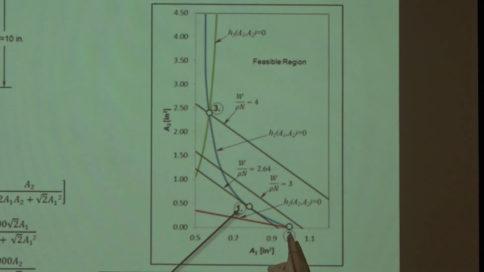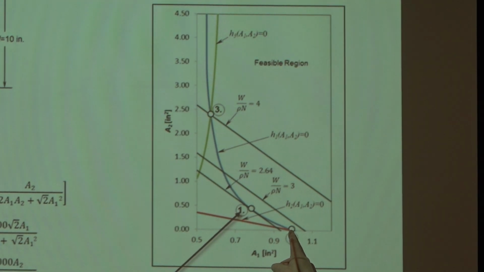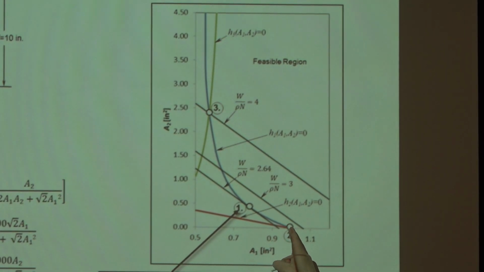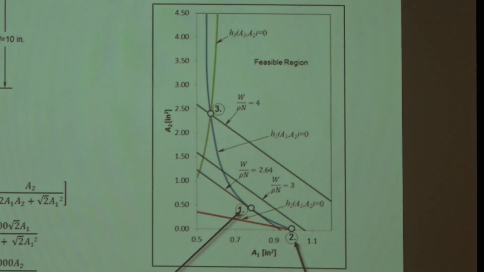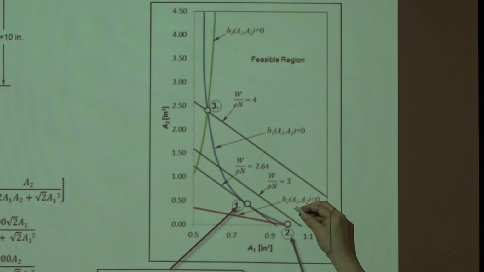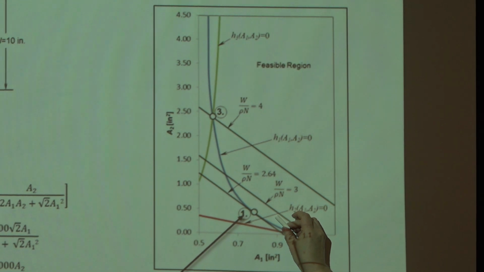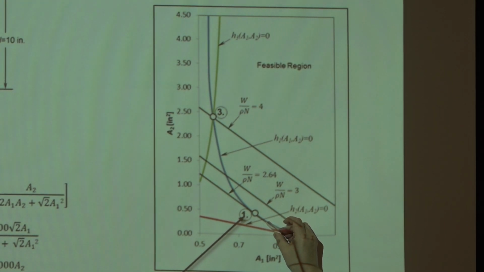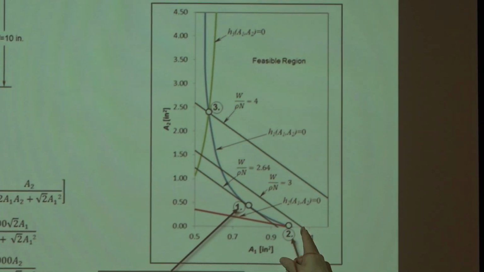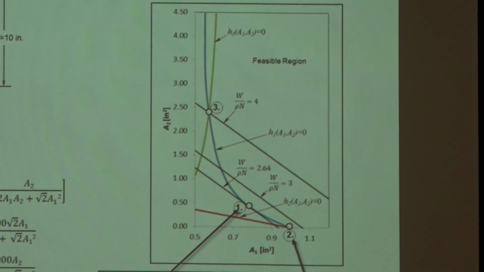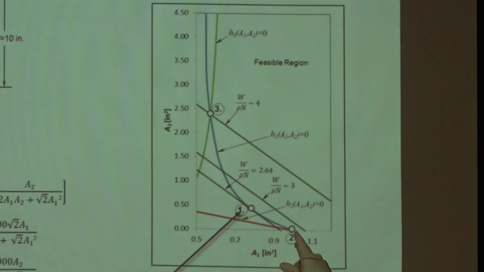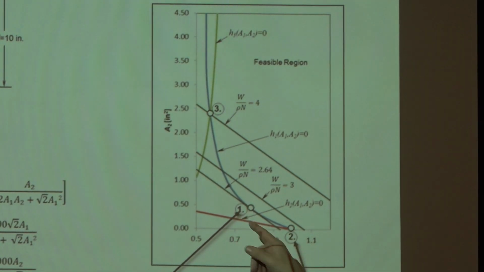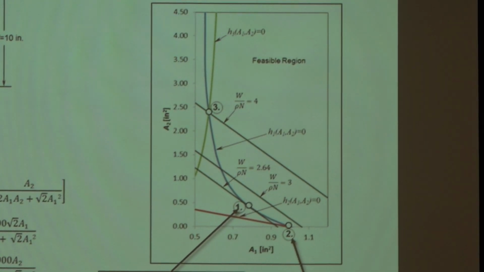So here's 2. This is the point where all the members would be stressed to the max. Here's point 1, and it's actually a lower solution. See, if I drew another weight contour through here, that would actually be heavier than here. You see that? So this is known as the simultaneous failure point, or the fully stressed design. And it's actually heavier than the absolute minimum, which is there. Completely unintuitive solution.